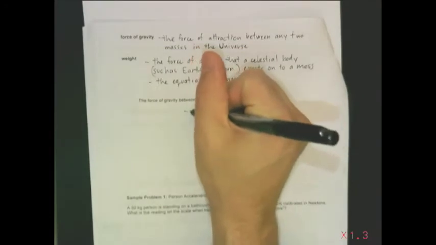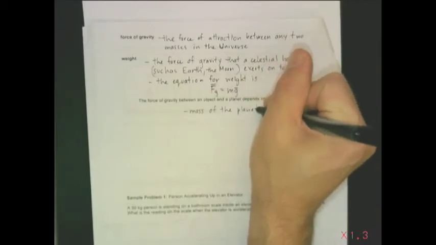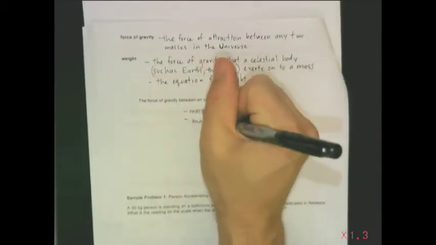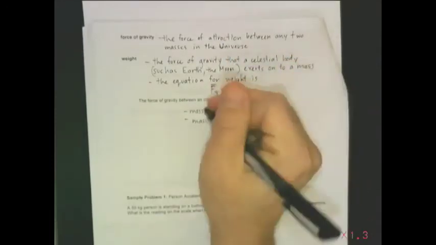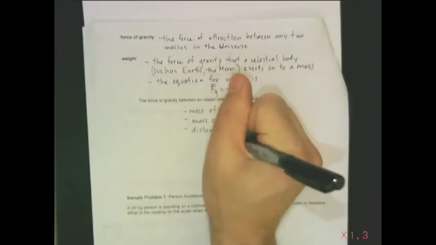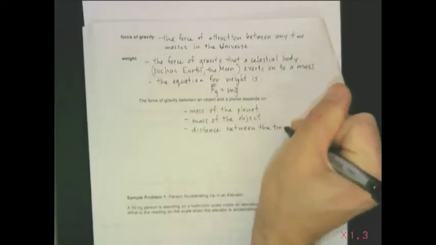The force of gravity between an object and a planet depends on the mass of the planet, the mass of the object, the distance between the two. So the larger the mass, the larger the force of gravity. The larger the distance, the smaller the force of gravity.